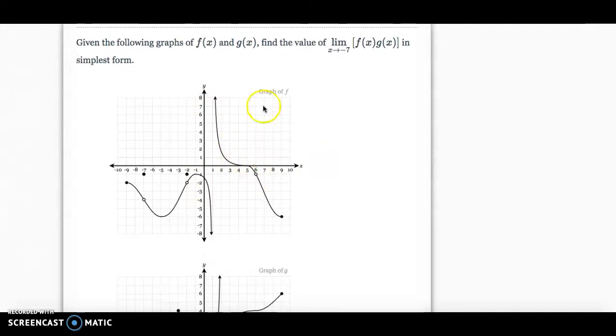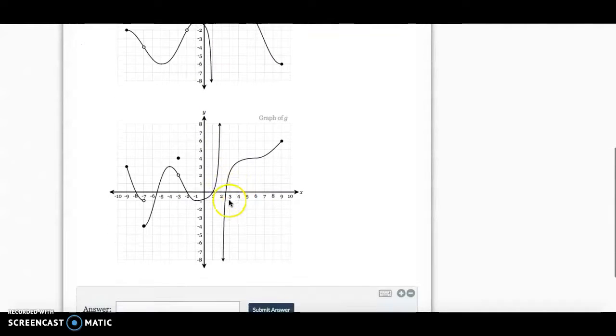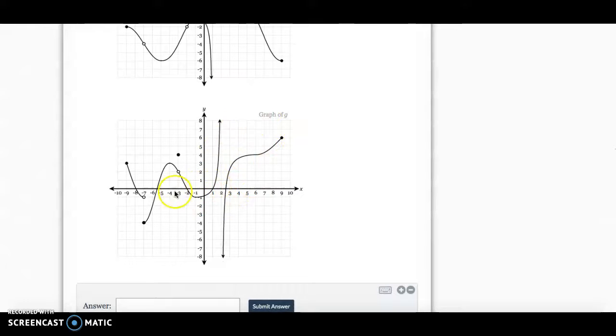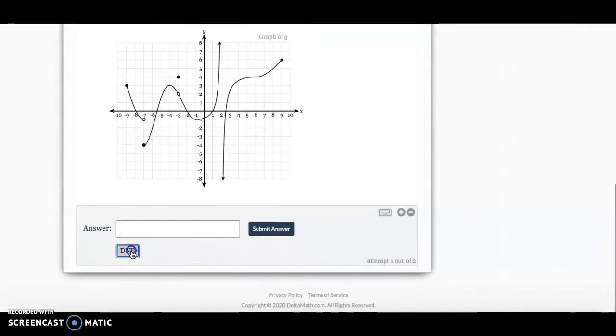Here's my f graph, and my limit as I approach -7 is -4. Then I'm going to multiply that by the limit as I approach -7 of my graph of g. Uh-oh, my limit at -7 does not exist. You can't multiply -4 by does not exist. So we're just going to say our final limit does not exist.